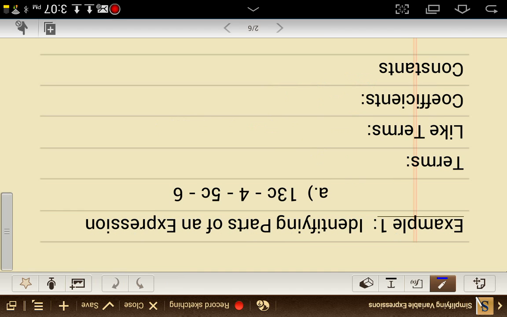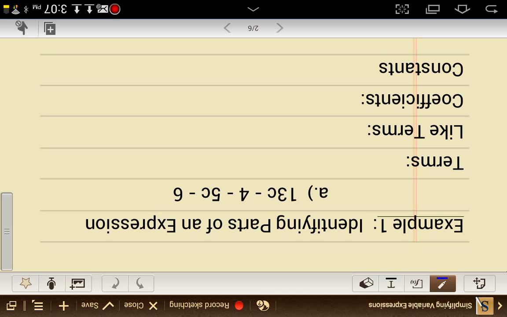In our next slide, I want to talk about identifying parts of an expression. So terms, like terms, coefficients, and constants are the words that I just went over. So I want to make sure that you guys know what they are and can identify them, and this is going to be very important. Now, when we talked about commutative property and associative property, it only worked with adding and multiplying. Well, I'm not going to worry about multiplying right now, but I do have to think about adding because that's going to come up all the time.